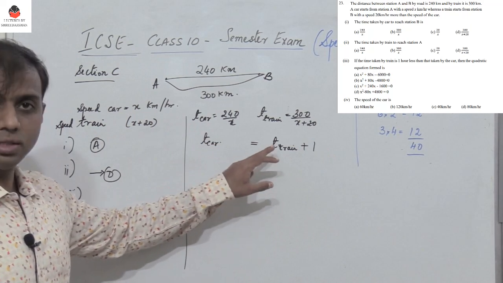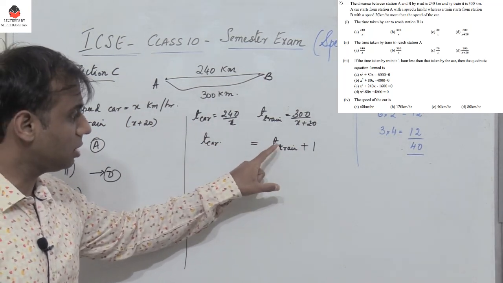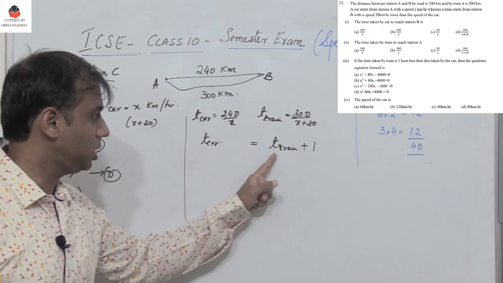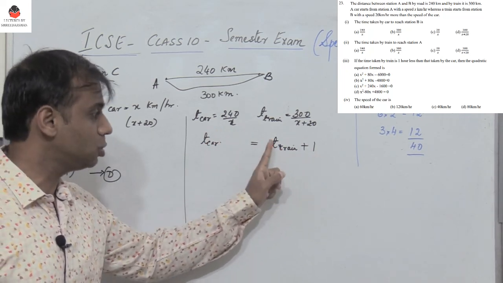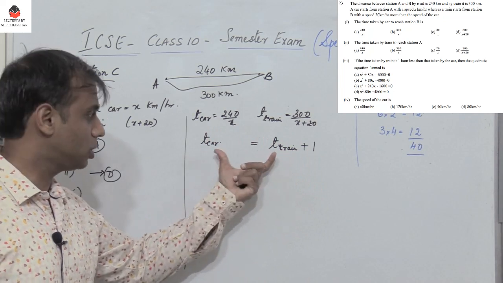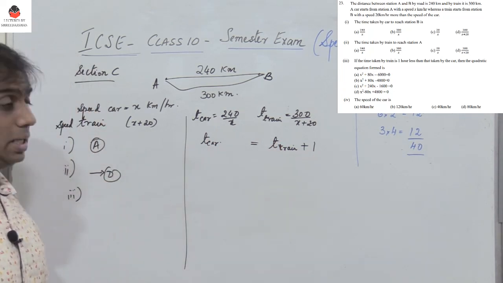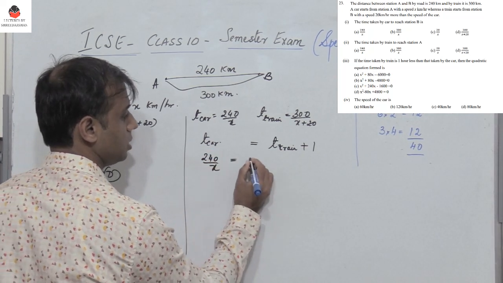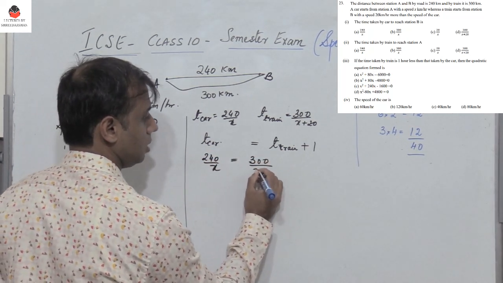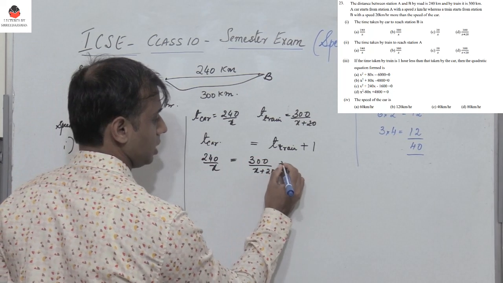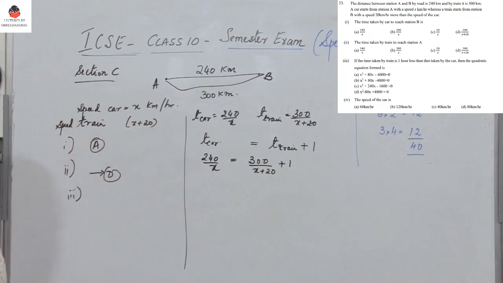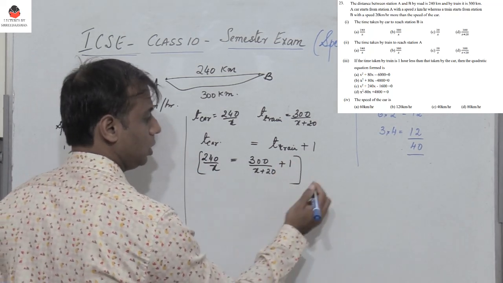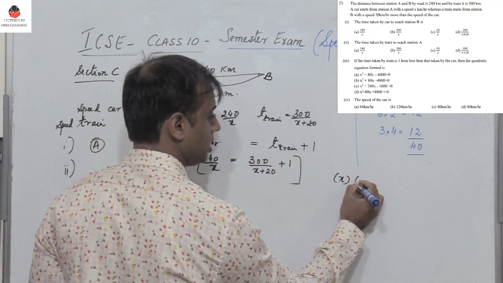So read the statement carefully. The time taken by the train is 1 hour less. So if I want to make these two time periods equal, I need to add 1 hour to the time taken by the train. So then the two time periods would be equal. So I have 240 by x equals 300 divided by x plus 20 plus 1. Now what is the easiest way to solve this? Multiply the whole equation with x into x plus 20.